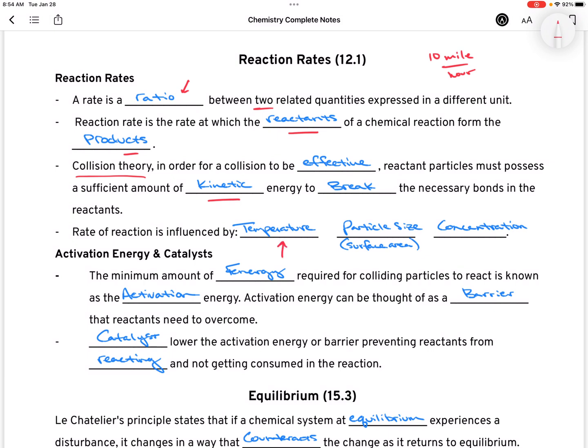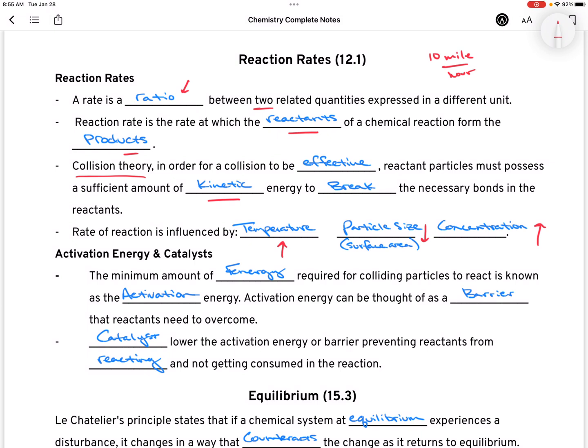Now, there are ways in which we can change the rate of reaction: increasing the temperature, decreasing the particle size, making it smaller, and increasing the concentration. If you increase the concentration, there's going to be more opportunity for more atoms to interact with each other. So it's all about interacting. It's all about mingling. It's all about getting things to interact with each other.